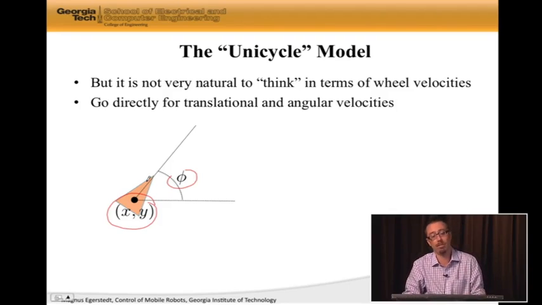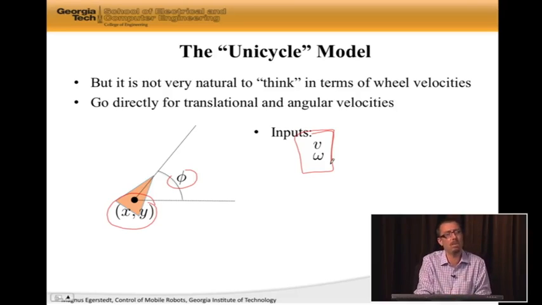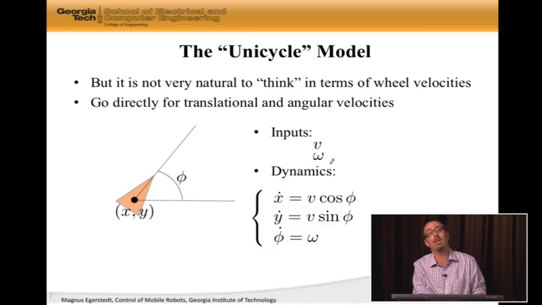So translational velocity is speed, and angular velocity is how quickly the robot is turning. If I have that, my inputs are going to be v, which is speed, and omega, which is angular velocity. So these are the two inputs. They're very natural in the sense that we can actually feel what they're doing, which we typically can't when we have V_R and V_L. So if we have that, how do we map them onto the actual robot?